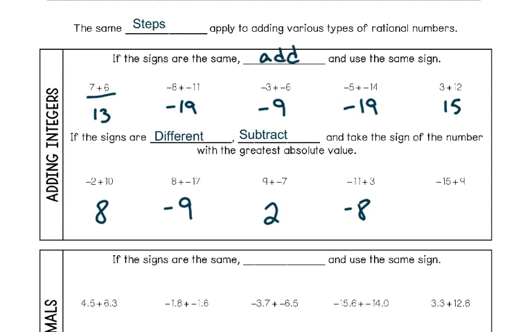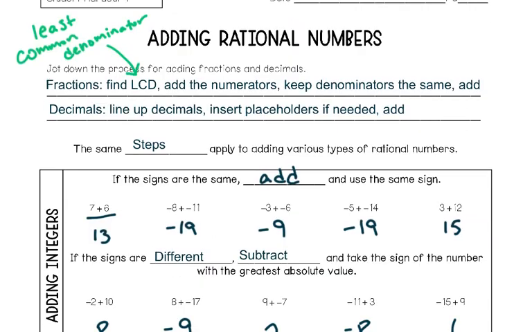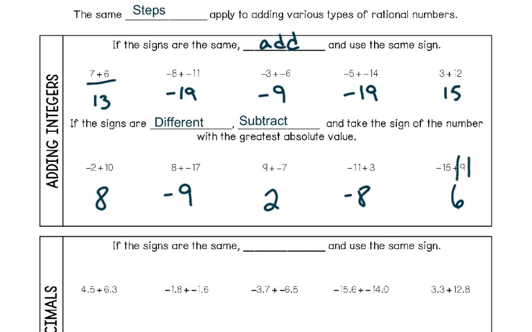If the signs are different, I'm just following my algorithm. They are different, so I'm going to subtract 15 minus 9, which is 6. And then it says take the sign of the number with the greatest absolute value. So remember, absolute value is just the bars. Absolute value of negative 15 is 15. The absolute value of 9 is 9. 15 is greater than 9. So I know that this will be negative since 15 had the negative next to it.